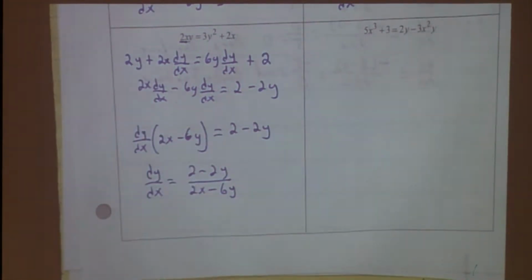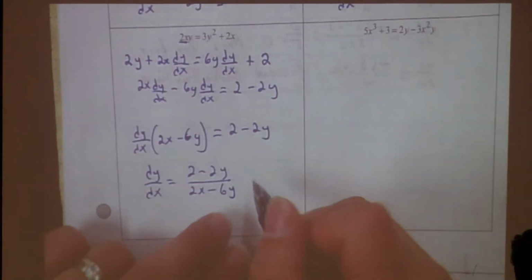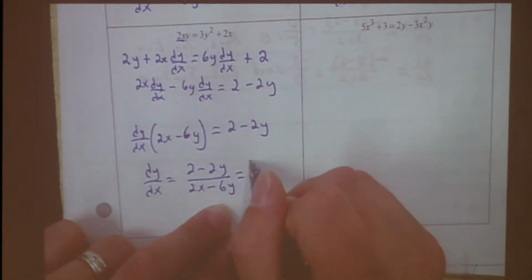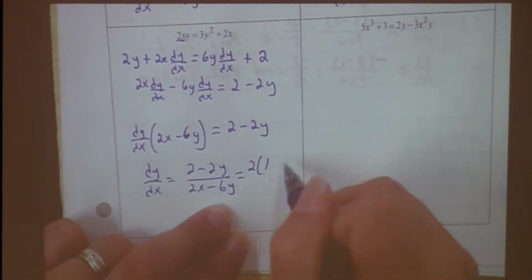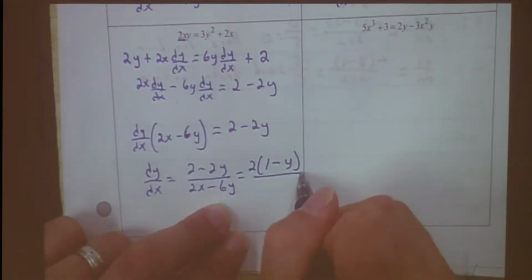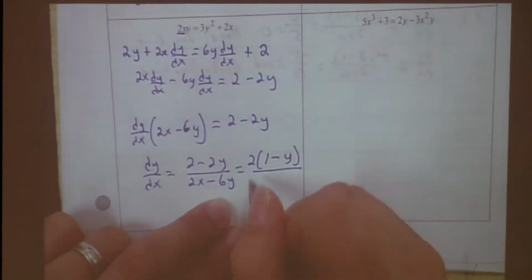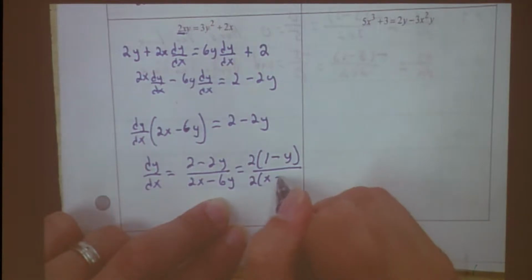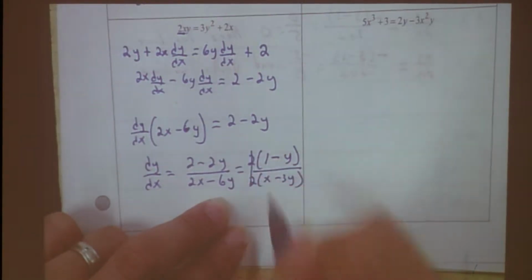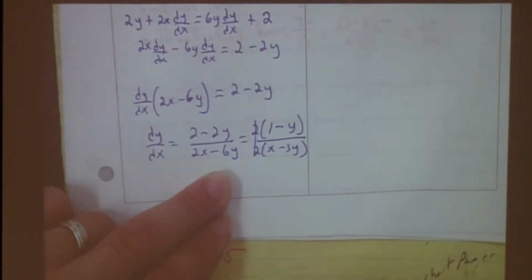So it was just really one step. We can factor out the 2. Good job, Antonio. So we're not done. We can take out a 2, and what's left over? Negative y plus 1, or 1 minus y. It's okay, they're both correct. Divided by 2 times (x minus 3y). The 2's will go away. Divide. This is where the 2's go away, Gabby.